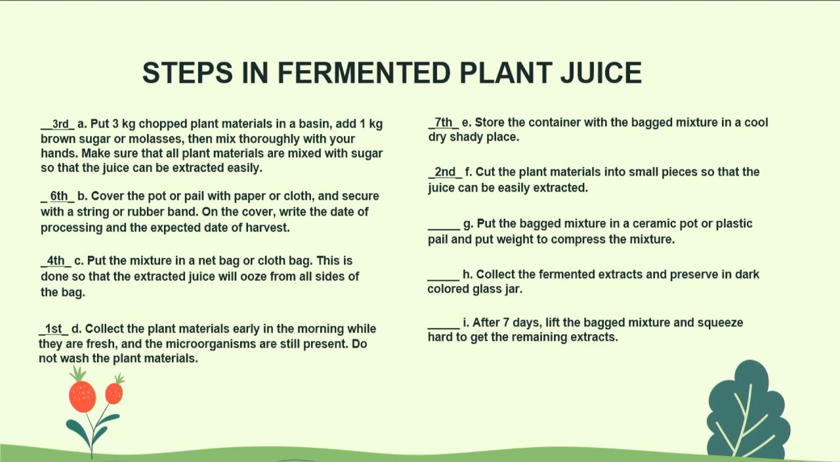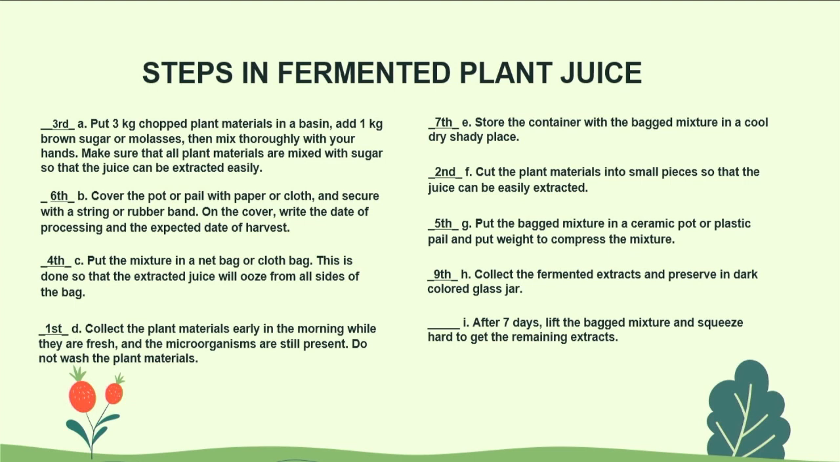Letter G. Put the bag mixture in a ceramic pot or plastic pail and put weight to compress the mixture. What is your answer? Fantastic! This is the fifth step in making fermented plant juice. Letter H. Collect the fermented extract and preserve in dark colored glass jar. What is your answer? You've got it! This is the ninth step in making fermented plant juice.